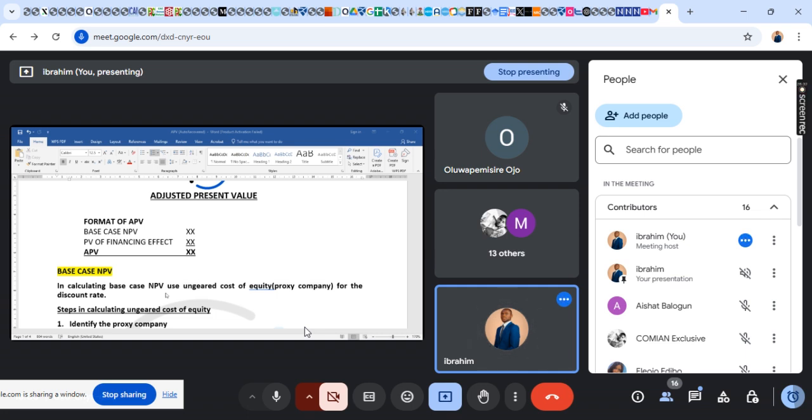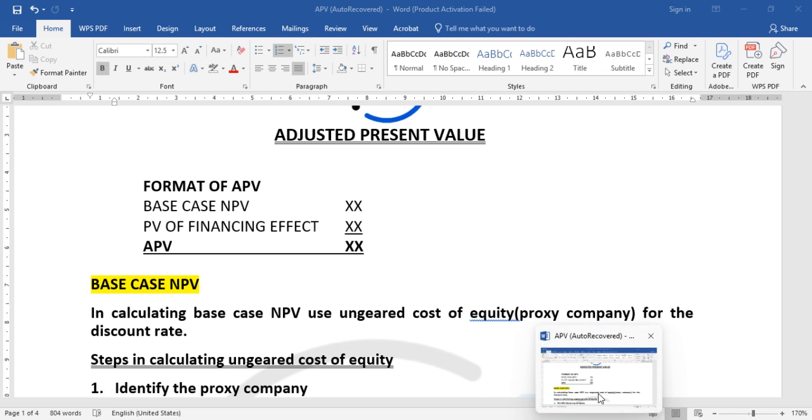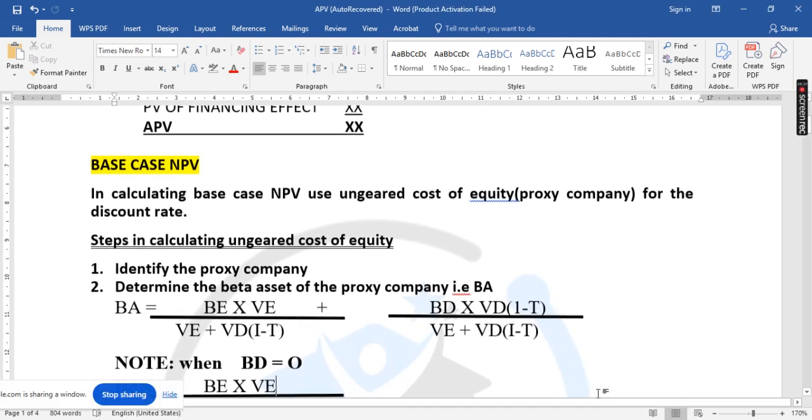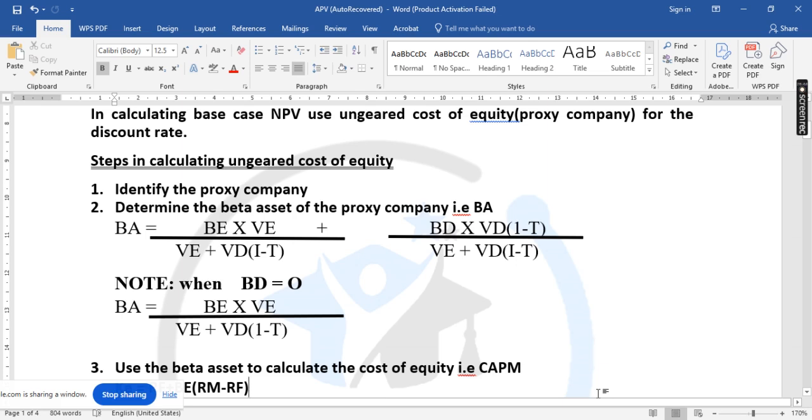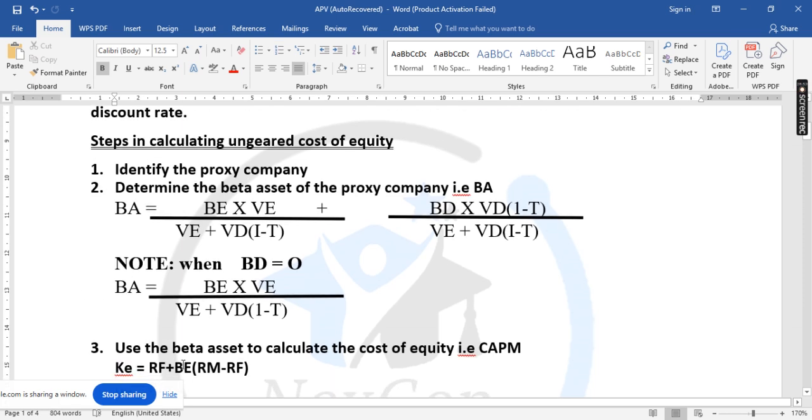Either you use the Modigliani and Miller assumption of proposition 2, or you go back under the risk adjusted cost of capital. You identify the proxy company, calculate this asset beta. If asset beta is given to you in the question, you don't need to calculate it again. Just go ahead and insert it here, and get your cost of equity of the ungeared company.